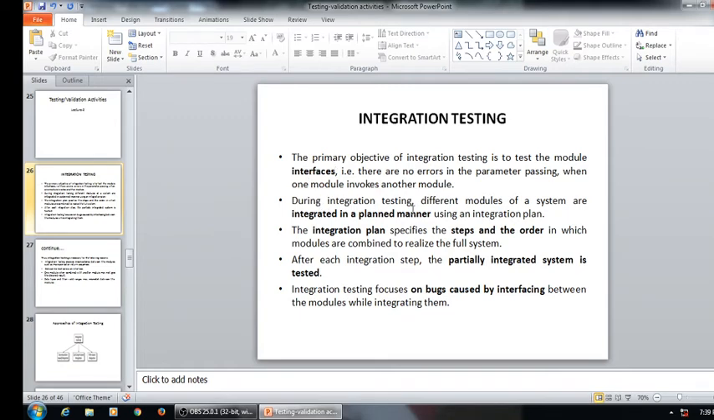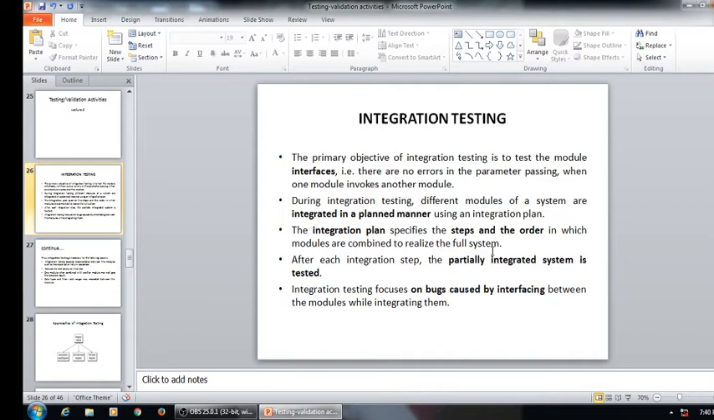So during integration testing, different modules of a system are integrated in a planned manner using an integration plan. So what is an integration plan? It specifies the steps in the order in which the modules are combined to realize the full system. We prepare that module dependency graph where we divided the module into submodules, and the integration plan is how we are supposed to integrate it.